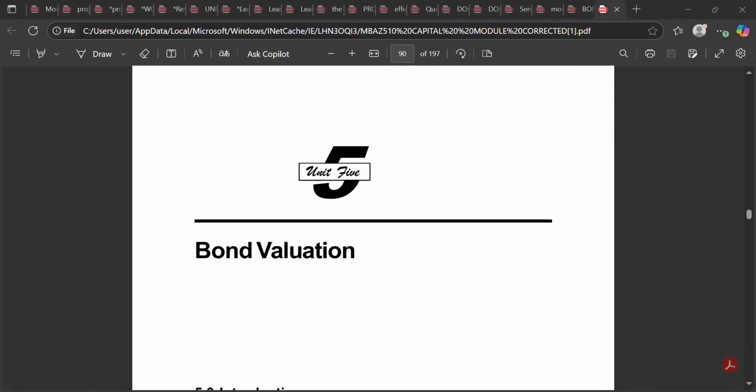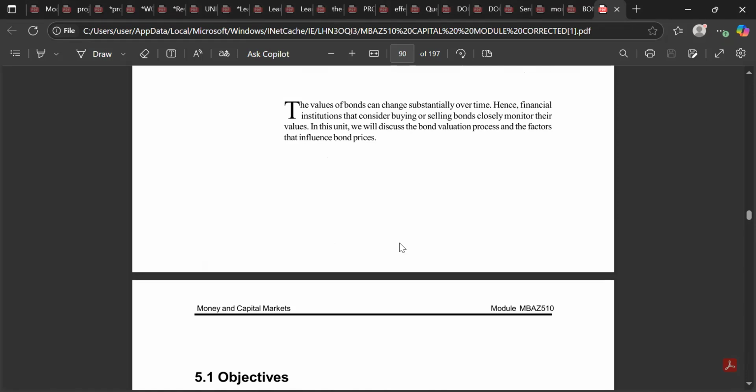Okay, so let's get down to today's session. We'll look at the beginning part of our bond valuation. It's a continuation from bond markets. So now we know that bonds are essential in any market, right? What is a bond by definition?